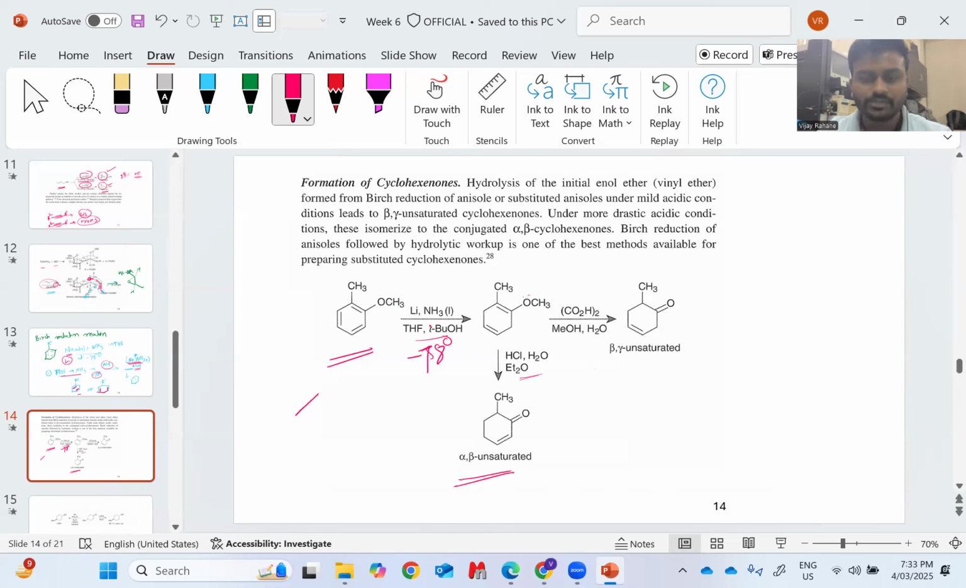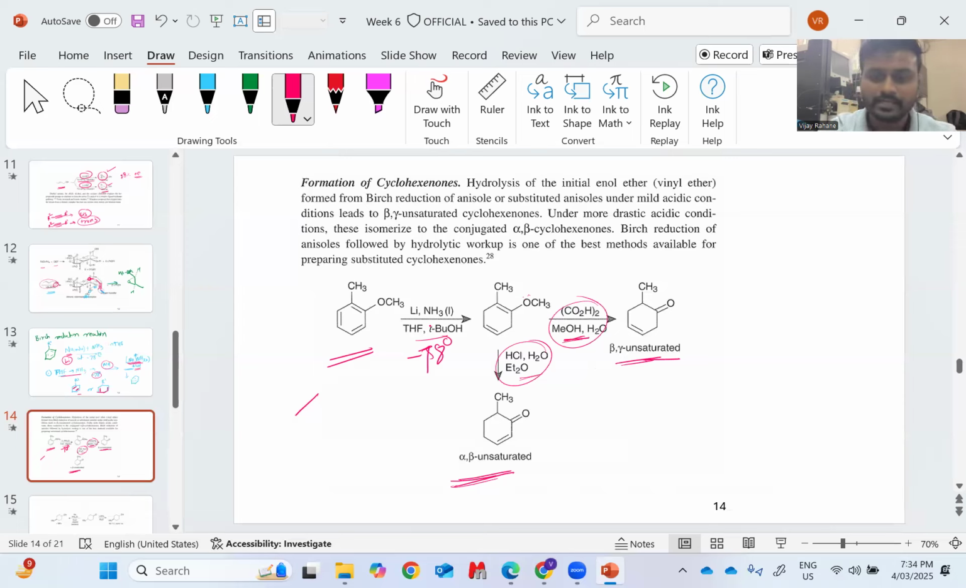Further, instead of this, if you add CO2H twice in methanol, we get in this case beta gamma unsaturated cyclohexanone. So it depends on what kind of product we want. We can add different sets of reagents. In this case, you can see by adding the acid, HCl, water, and diethyl ether, you will get the alpha beta unsaturated ketone. But by adding another reagent in methanol water, we'll get the beta gamma unsaturated cyclohexanone.